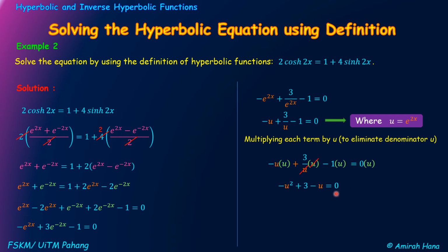Okay? Then we need to make the coefficient of u squared positive, so we multiply each term by negative 1. Okay? So we get positive u squared, and then negative times negative equals positive u. Positive times negative equals negative 3, equals 0 times negative 1, which still equals 0. Right? So we get this quadratic equation. Alright?